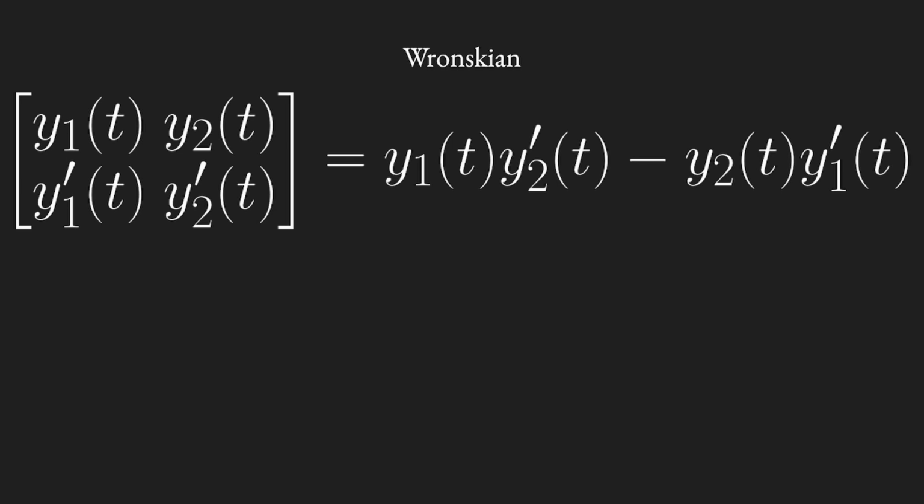Basically, if you have n functions that you're trying to compare, you take all those functions, you calculate the n minus 1th derivative of all of them, and then you just evaluate them like this. And if it equals anything but 0, then your functions are linearly independent. But if it equals 0, it's over. It's over for you.